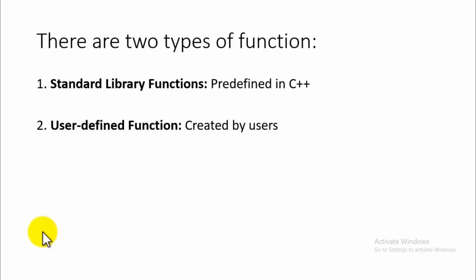Number one, the standard library function. An example of that is your iostream, your cout and cin, which are predefined functions in C++ in iostream. That's why you include the code #include <iostream> to use the functions cout and cin. In C, you will use printf and scanf, so you will invoke a predefined function by #include <stdio.h>.